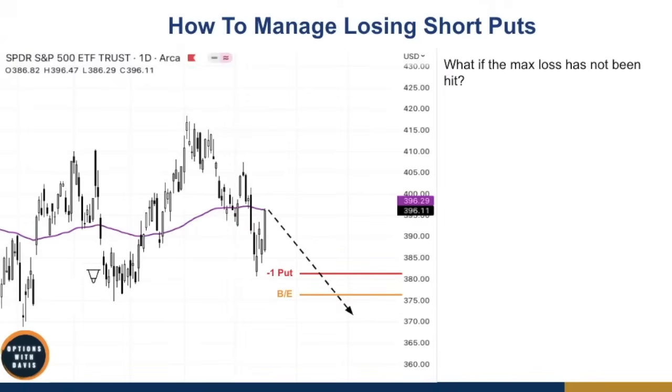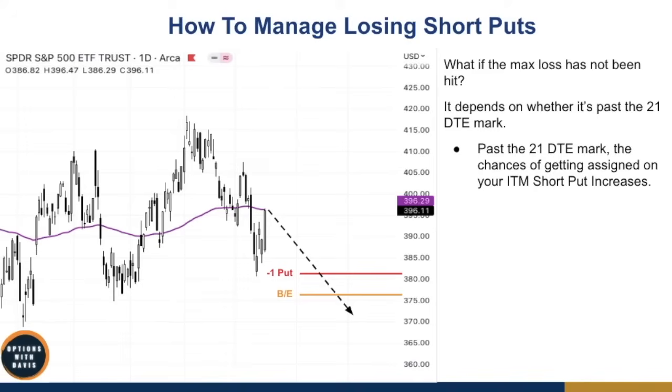So what do you do if the max loss has not been hit? This comes down to whether it's past the 21 days or not, right? The 21 DTE mark. So this is an important milestone. I also mentioned this in the other two videos in terms of managing your losing iron condor and managing your losing credit spread. So the main reason why we want to manage this at the 21 days to expiration mark as the milestone to see whether we do something or not.